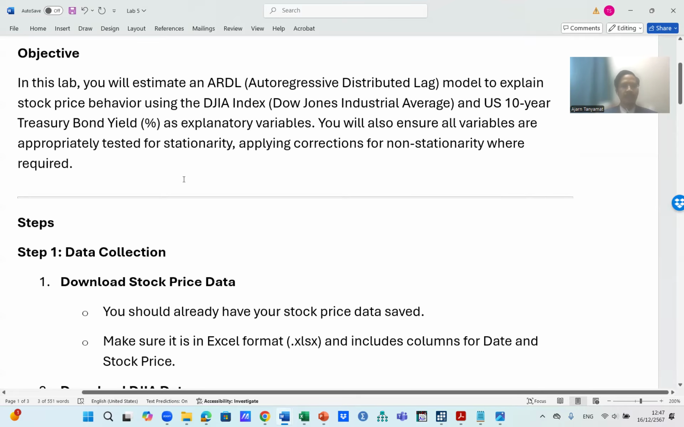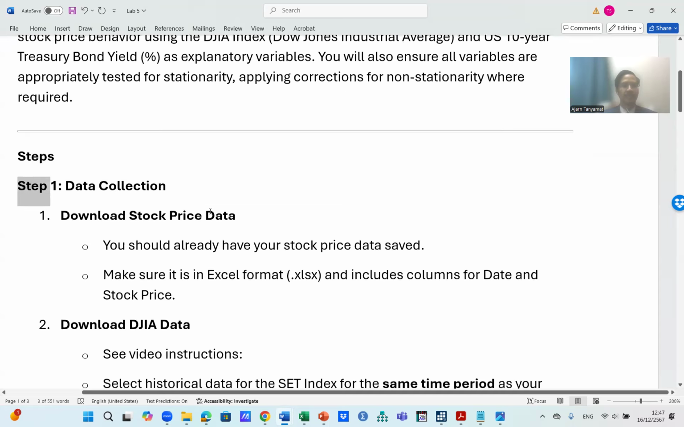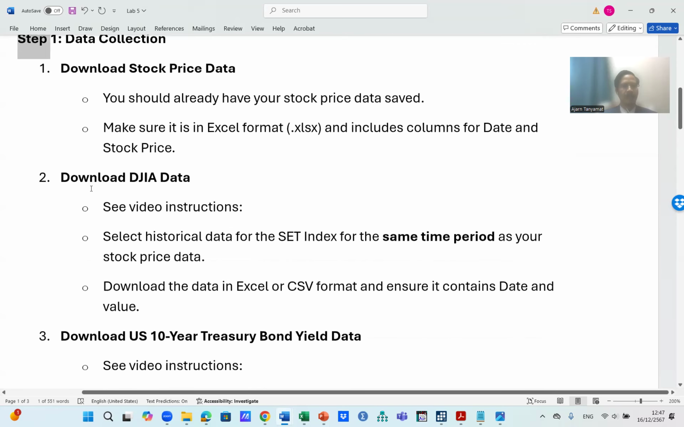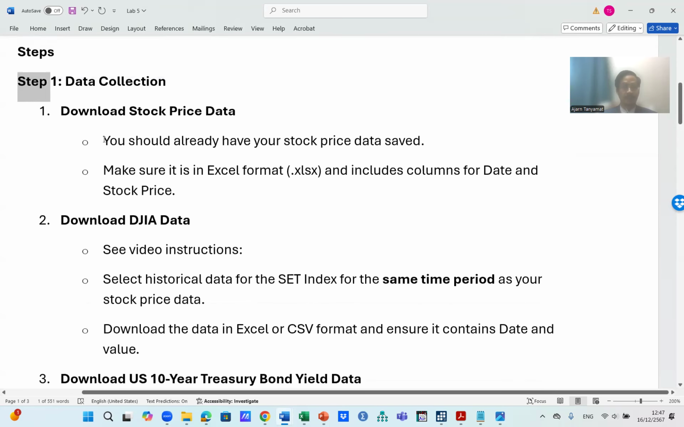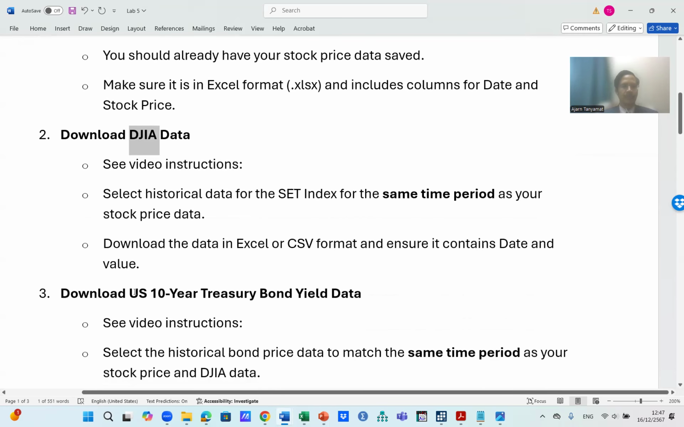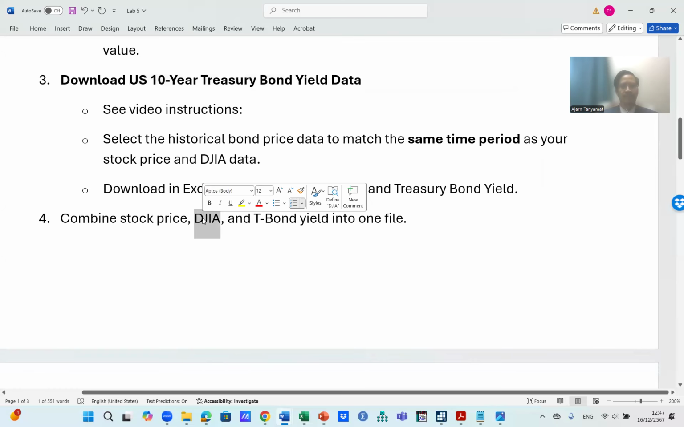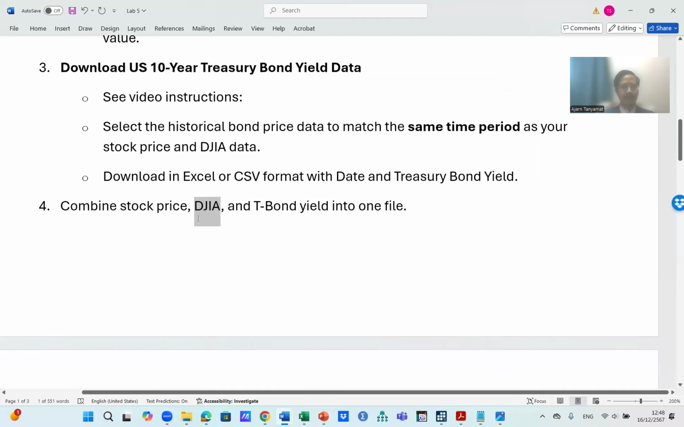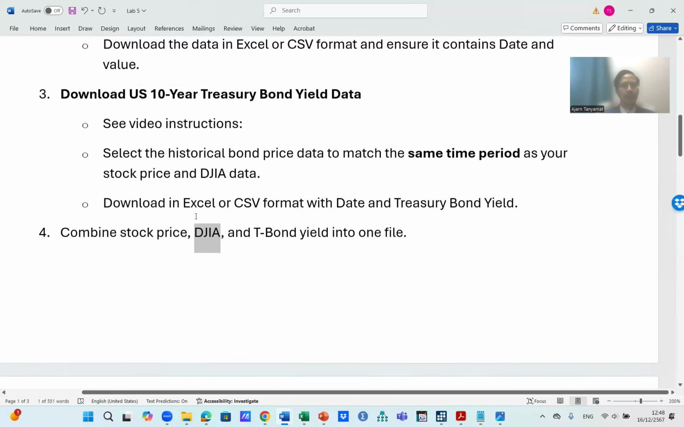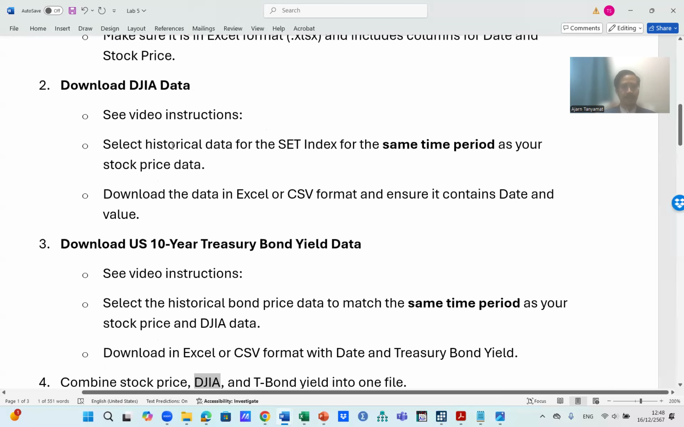Okay, so the first step is to collect data. In the previous video, you guys should have done that: download the stock price data, download DJIA data, as well as download US 10-year Treasury bond data. In this video, we'll go ahead and look at combining these to make the data one that we can analyze with Stata. So the idea is to put these all together.